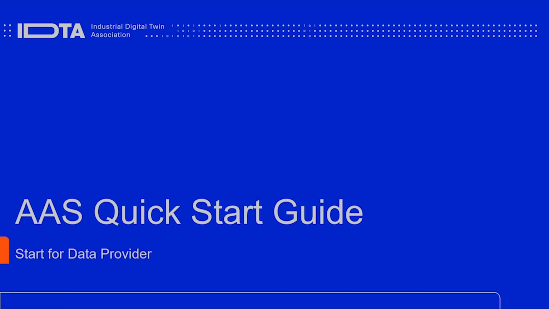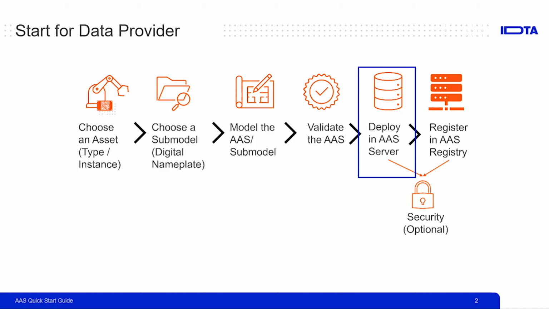Over the last few videos, we have been working on the first part of this series, which is the data provider's perspective. We have seen a few steps for this perspective: how to choose an asset, how to choose a use case, how to model an asset administration shell for this asset, for example, a car, and how to validate this shell and the submodel against the specification of the IDTA.